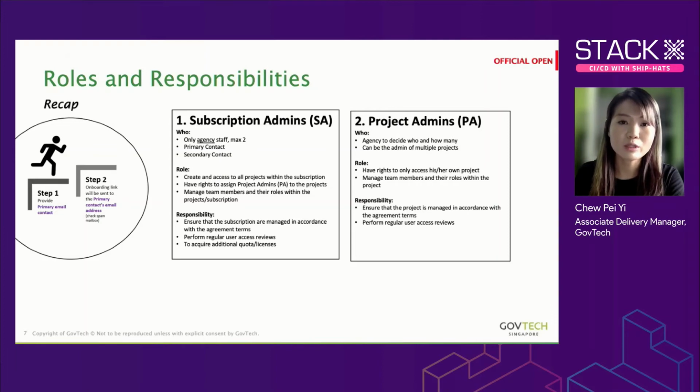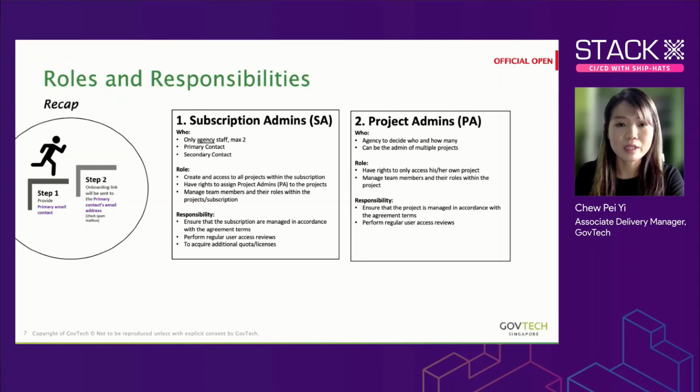So the main difference between the subscription admin and the project admin is that you can only have two subscription admins, but you can have more than 2 project admins. And in order to have project admins, you are required to get your subscription admin to assign them.